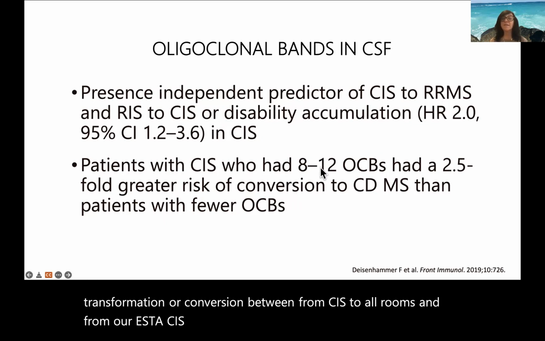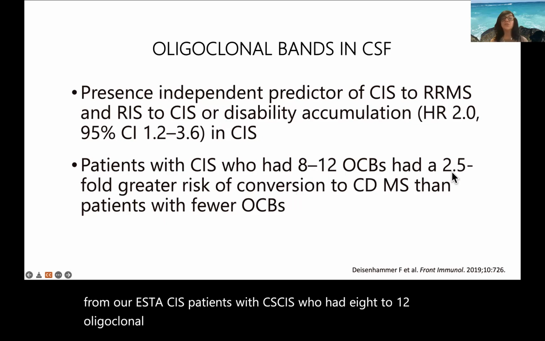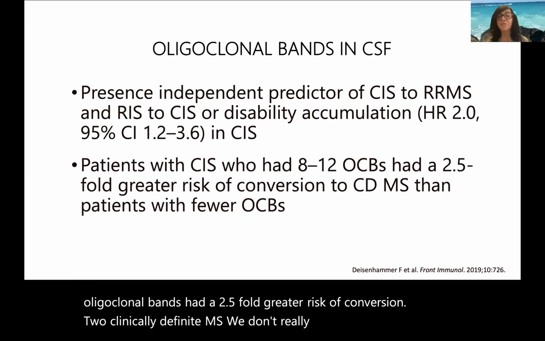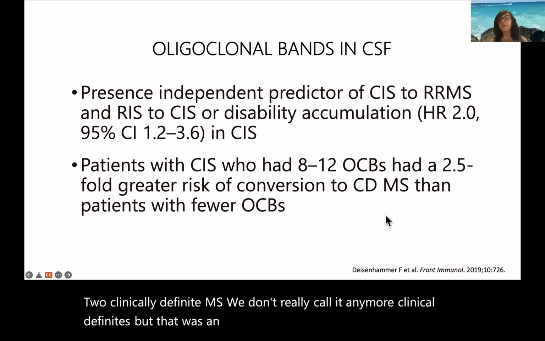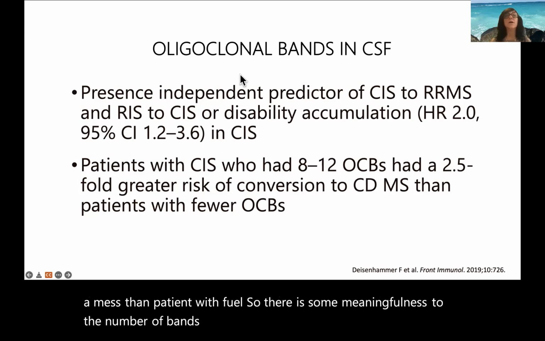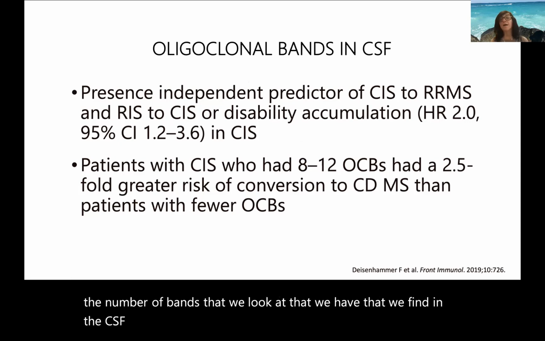Patients with CIS who had 8 to 12 oligoclonal bands had a 2.5-fold greater risk of conversion to clinically definite MS. We don't really call it clinically definite anymore, but that was in the articles, and it means a full diagnosis of MS, than patients with fewer OCBs. So there is some meaningfulness to the number of bands that we find in the CSF when you have an LP, and also the presence itself showed inflammation in the central nervous system.